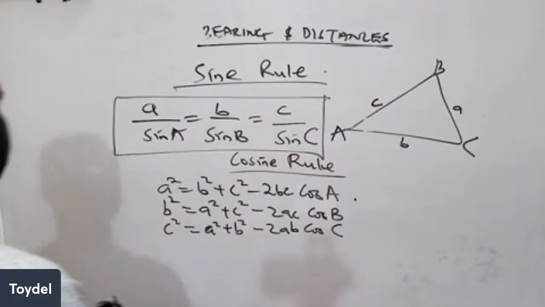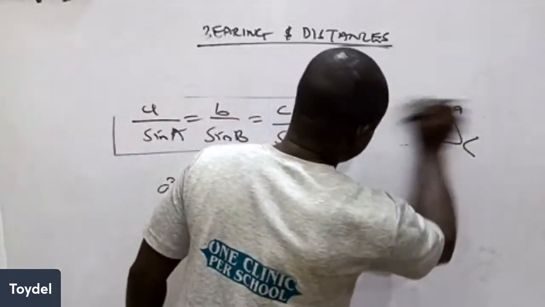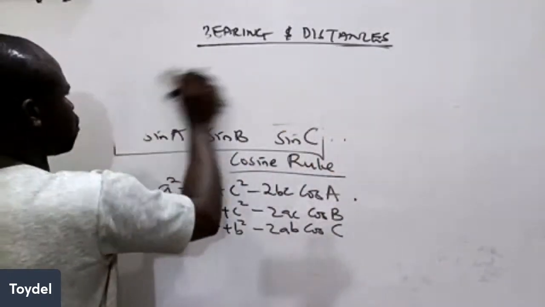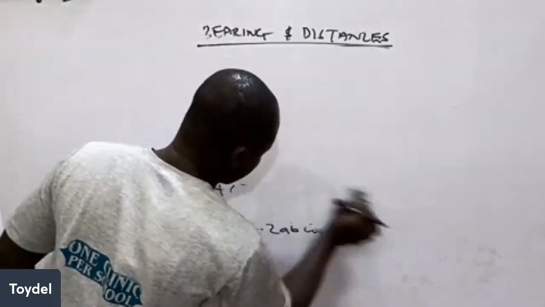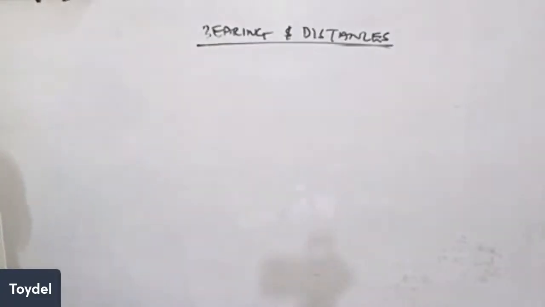Then I can now introduce questions under bearing. Since I've done a recap on the sine rule and cosine rule, and I've also talked about the different types of bearing, compass bearing and three-digit bearing, we can go ahead and take questions under bearing.